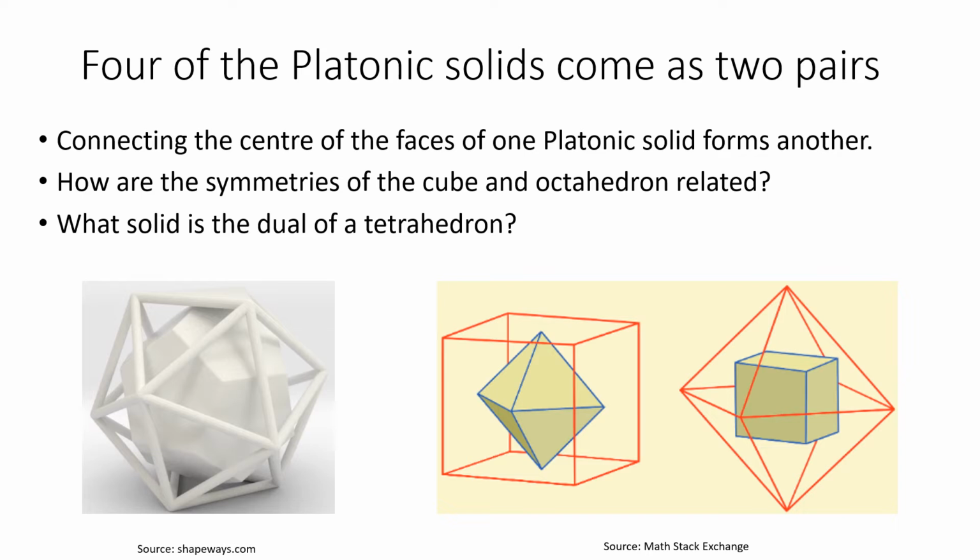And then here, a bit of a trick question. What is the dual of a tetrahedron? So if you take the centres of the 4 faces and connect them all up, as you probably realise, you get another tetrahedron. So a tetrahedron is, if you like, self-dual.